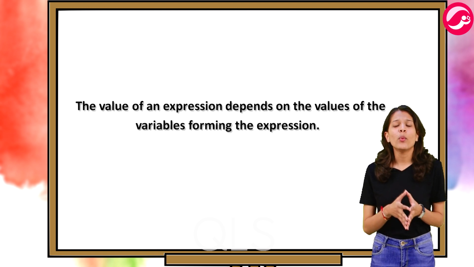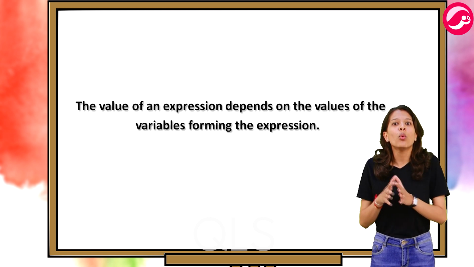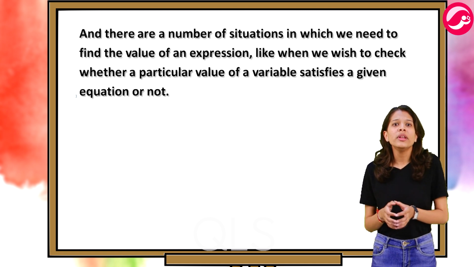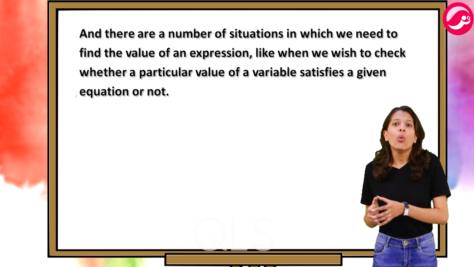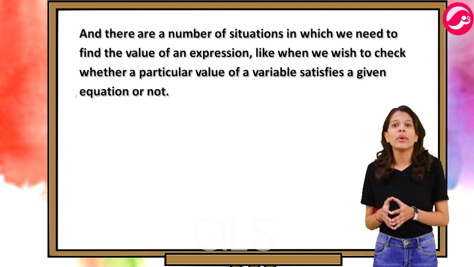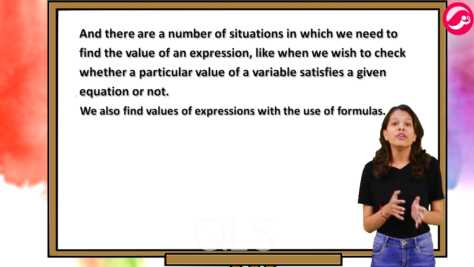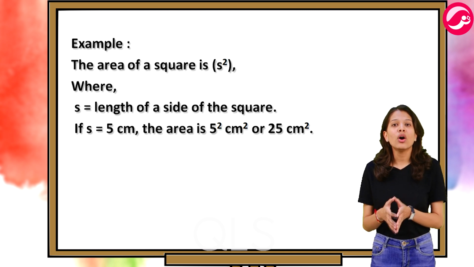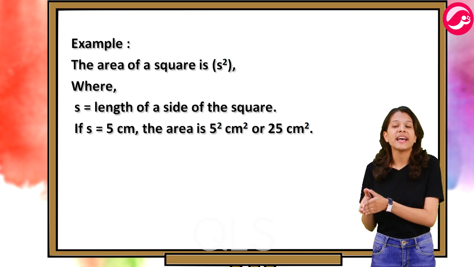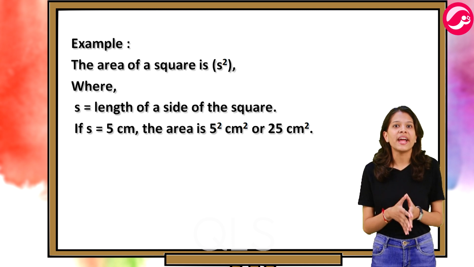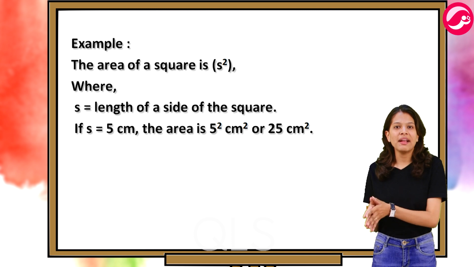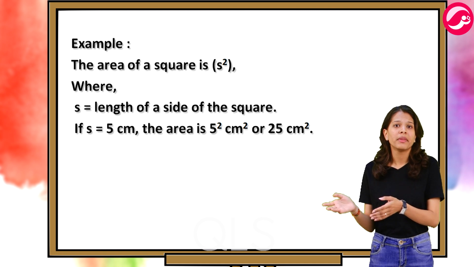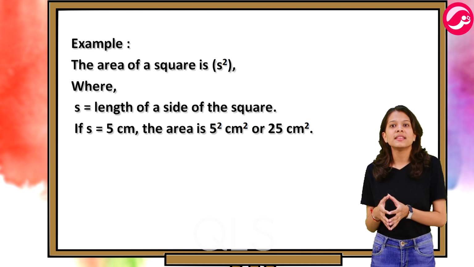As we all know, the value of an expression depends on the values of the variables forming the expression. There are a number of situations in which we need to find the value of an expression, like when we wish to check whether a particular value of a variable satisfies a given equation or not. We also find values of expressions with the use of formulas. For example, the area of a square is s square, that is side square, where s is the length of a side of the square. If s equals 5 centimeter, the area is 5 square, that is 25 centimeter square, and so on. We shall see more such examples in the next section.